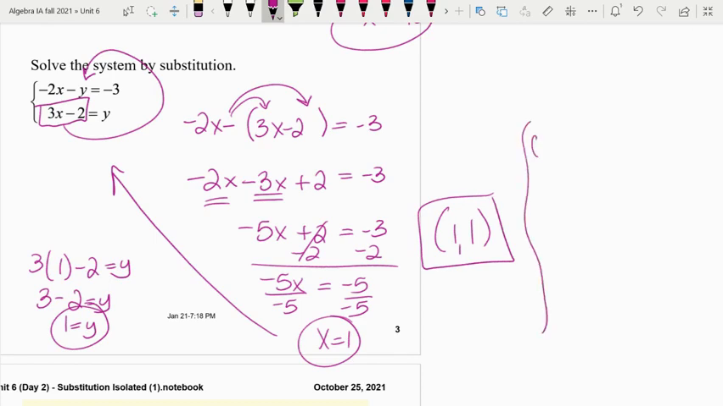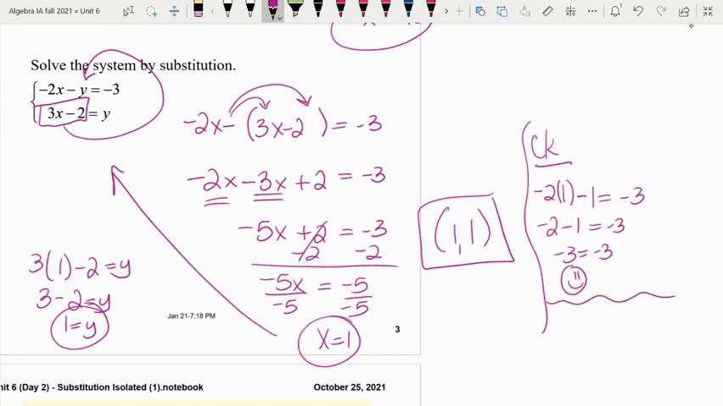And I'm going to check this. So negative 2 times 1 minus 1, does that equal negative 3? So negative 2 minus 1 equal negative 3? Yes. And then the other equation is 3 times 1 minus 2, does that equal your y of 1? So 3 minus 2 equal 1, 1 equals 1, yep.